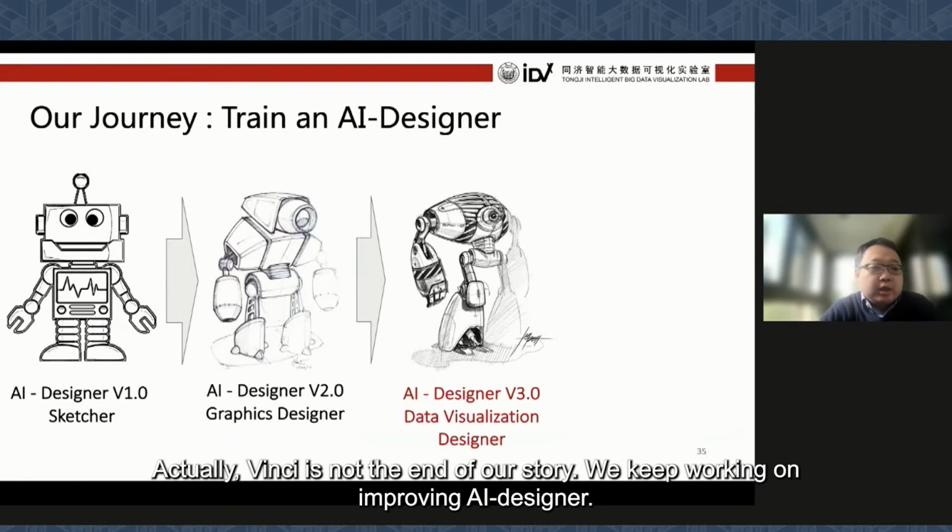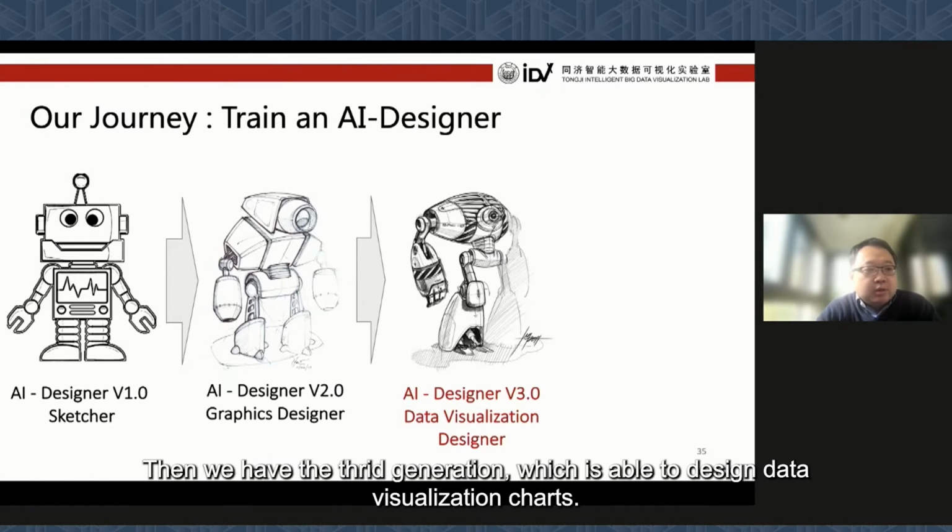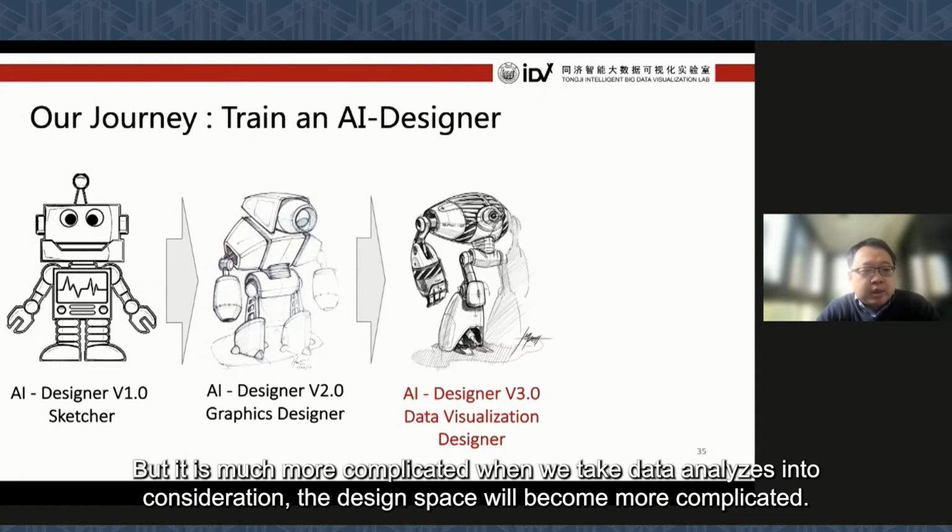So Vinci actually is not the end of our story. We keep working on improving the AI designer. Then we have the third generation, which is able to design data visualization charts. It is much more complicated, as when we take data analysis into consideration, the design space becomes more complicated.